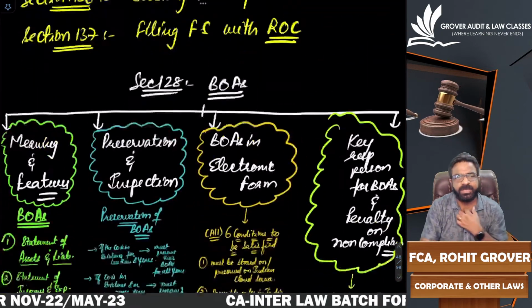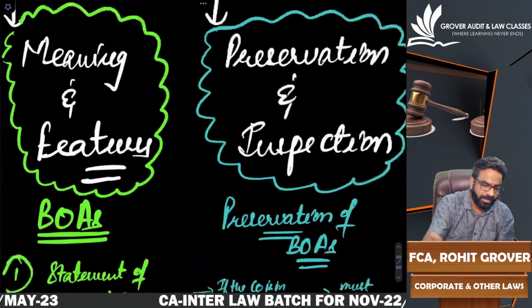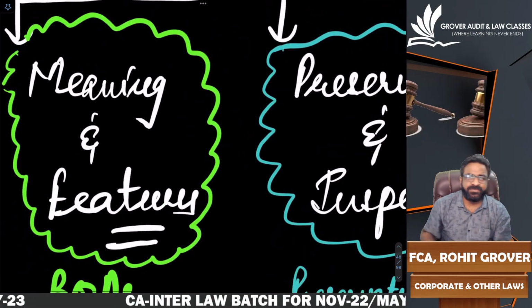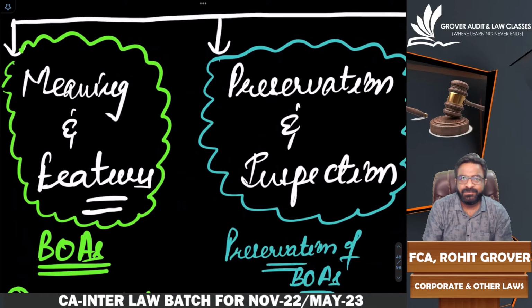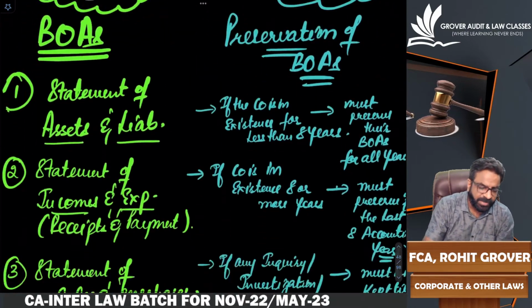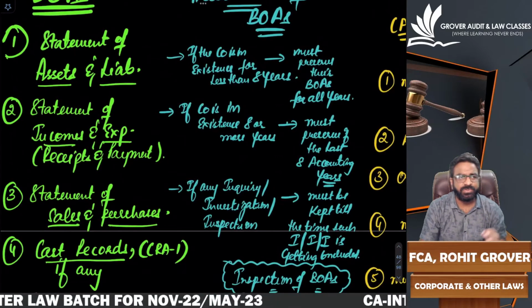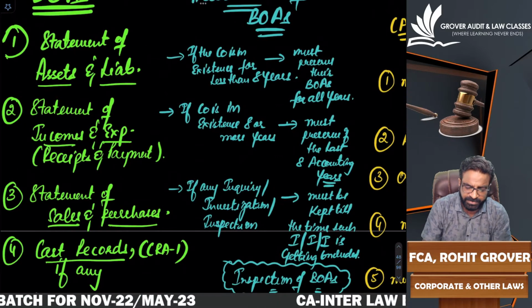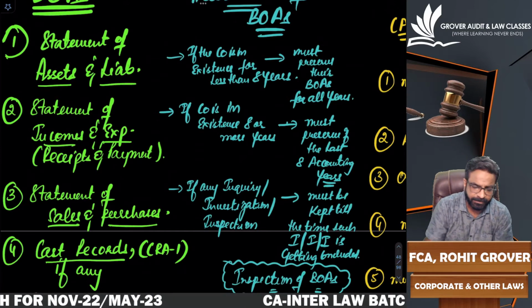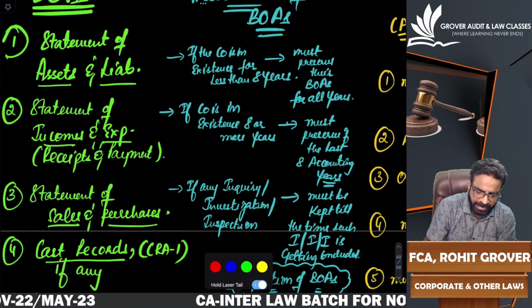Now, what is the first section we are going to do? Books of accounts. And in the books of accounts, the first topic is the meaning and features of the books of accounts. Whenever we talk about books of accounts, read the green part. There are types of books of accounts which every company has to maintain. What are they? Statement of assets and liabilities.